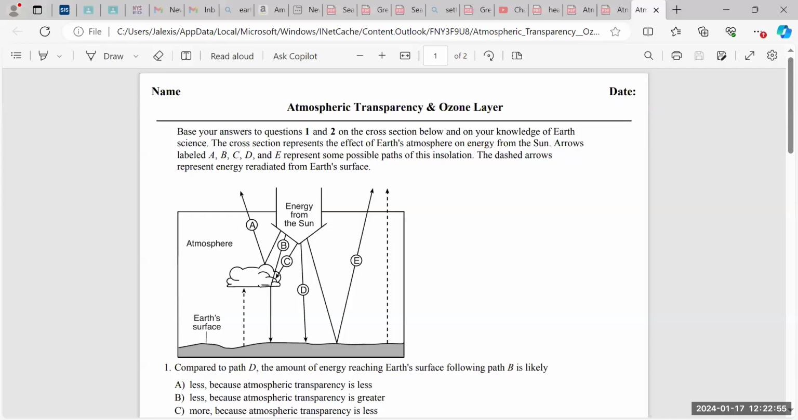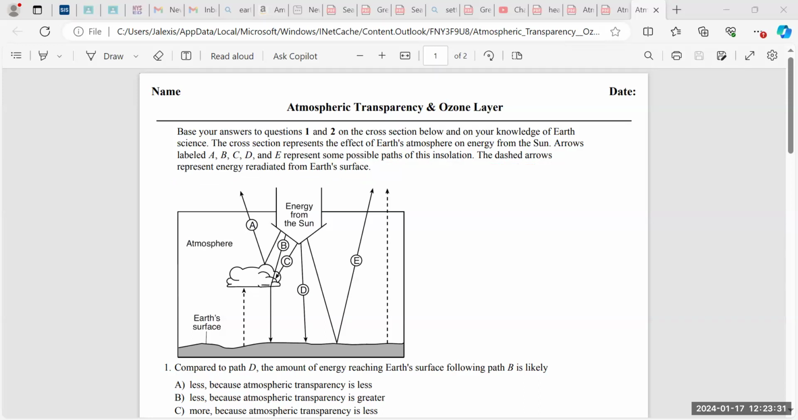All right, everybody. So we're going to start off with the atmospheric transparency and ozone layer questions. So number one, it says, base your answers to questions one and two on the cross section below and on your knowledge of Earth science. The cross section represents the effect of Earth's atmosphere on energy from the sun. Arrows labeled A, B, C, D, and E represent some possible paths of this insolation. The dashed arrows represent energy re-radiated from Earth's surface.